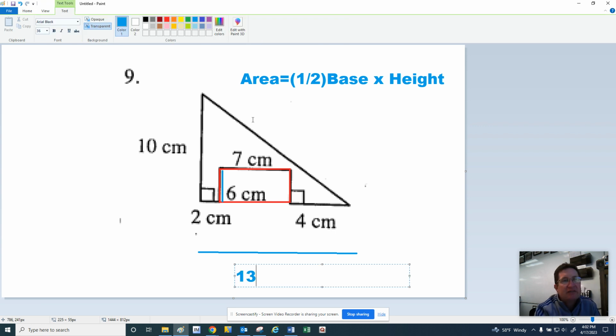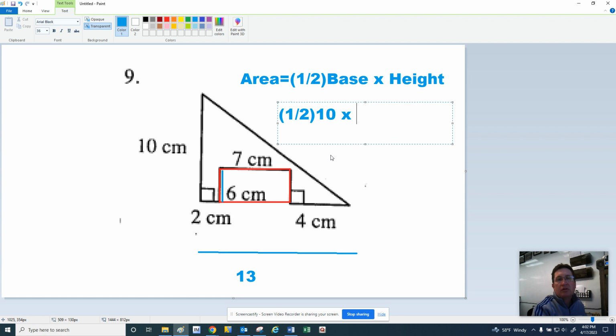And so the area of the triangle is going to be 1/2 times 10 times 13. You can put another times in there if you want. And so 1/2 times 10 times 13 is 65. And so 65 is the area of the triangle.